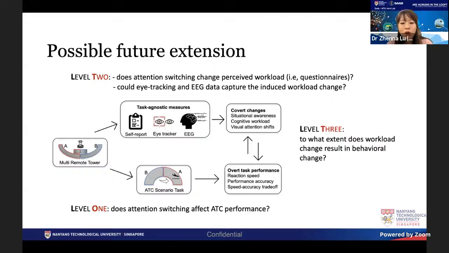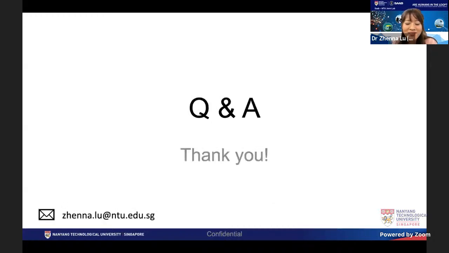It's because self-report is not only obtrusive, it's very subjective. It assumes the controller knows how tired he is, but sometimes he might not be so aware of how he feels. In the future, we also want to correlate the results from the EEG and eye tracker with the behavior changes, so we know how much the changes we see in the eye tracker and EEG data could predict a behavior change. That's everything I have.